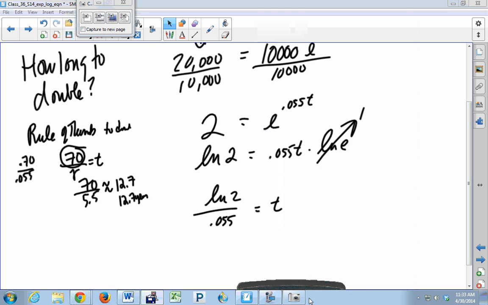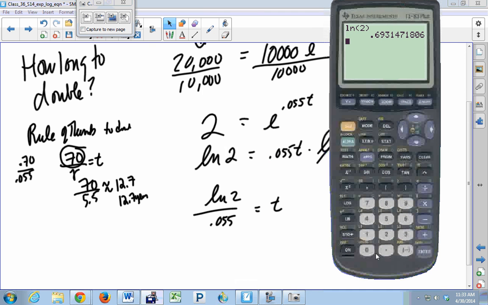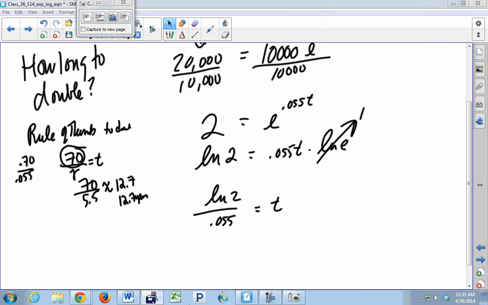Now my teenager would be laughing away. All right. So natural log of 2 divided by 0.055. So this will tell you exactly 12.6 years. Look at how close that estimate is. Okay. So I did a little divergent thing here. Sorry. I just like it when we get to this point because you can ask these questions.